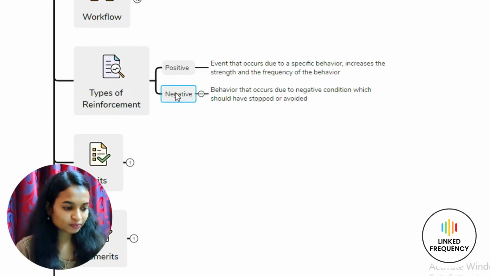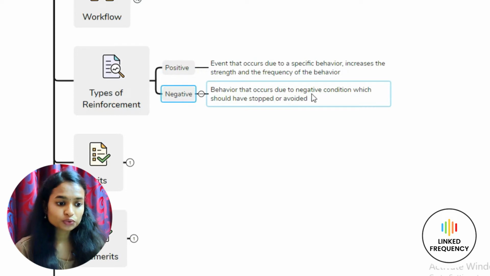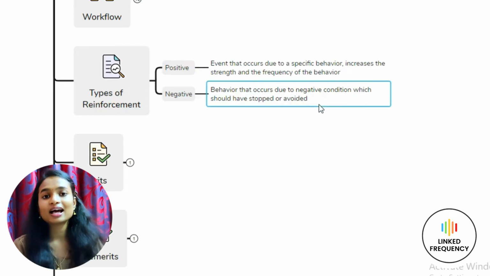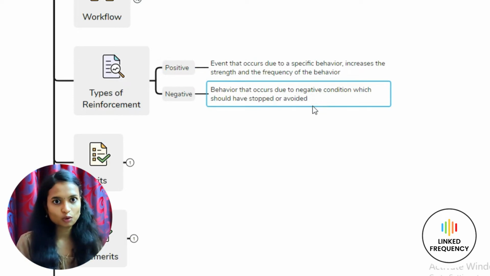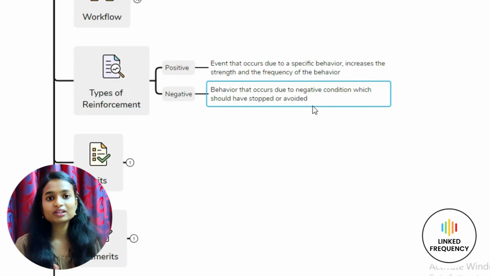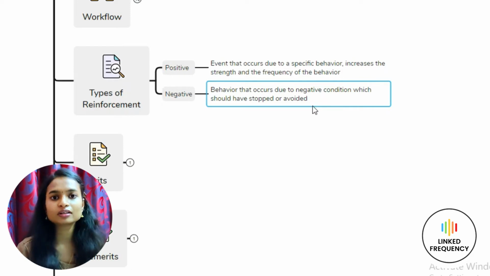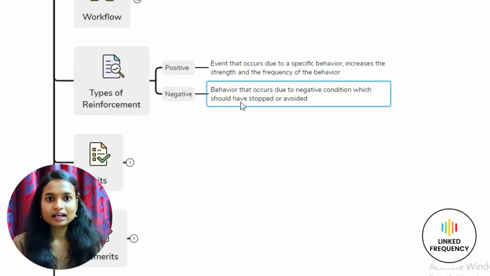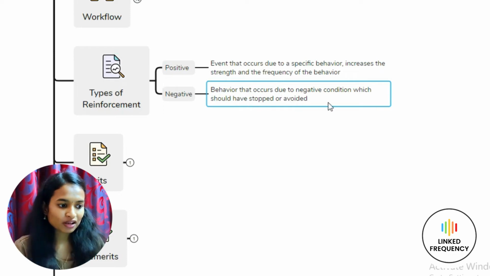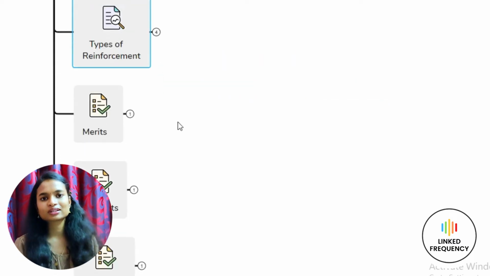Then coming to negative reinforcement, it is behavior that occurs due to a negative condition which should have been stopped or avoided. As in the case of that car, if there was an obstacle, it shouldn't have hit that obstacle. So that condition should have been avoided. If it doesn't avoid that situation, then it becomes a negative reinforcement learning reward. So it can be a kind of penalty for that agent. So this was part of the types of reinforcement learning. Now let us move ahead and try to understand what are the merits of using this approach.